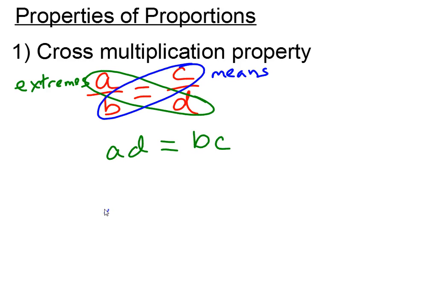Now, just as a proof, who can give me a true proportion? 1 over 2 equals 3 over 6. I love that. Good example.